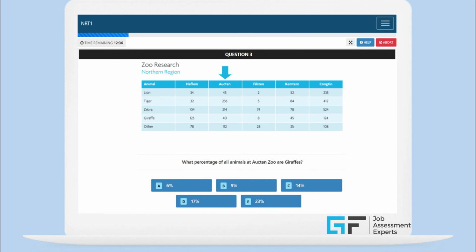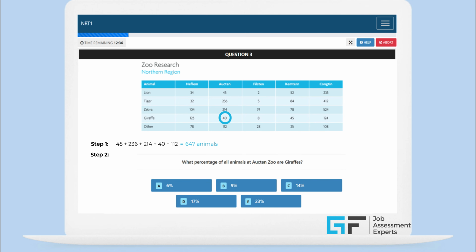To calculate the answer for this question, we must first calculate the total number of animals at Auckton Zoo only, and then we can calculate what the percentage of giraffes is in comparison. So, step 1. Add all of the animals at Auckton Zoo. This is 45 plus 236 plus 214 plus 40 plus 112, which gives us a total of 647 animals.